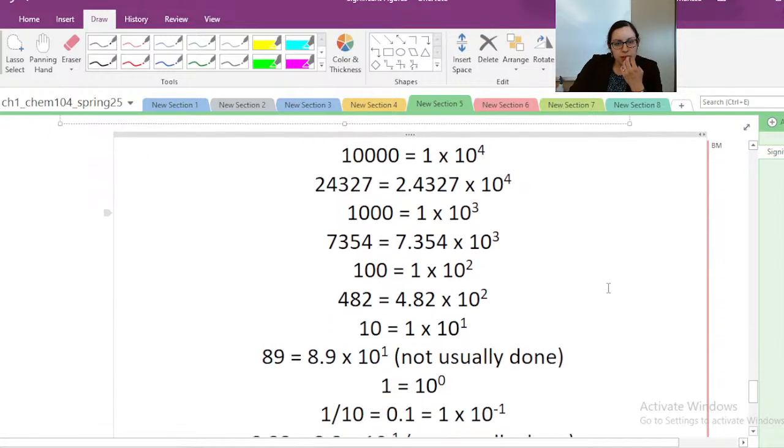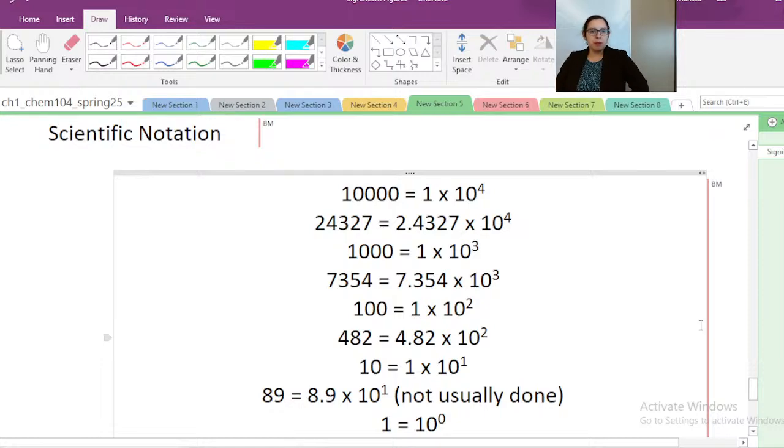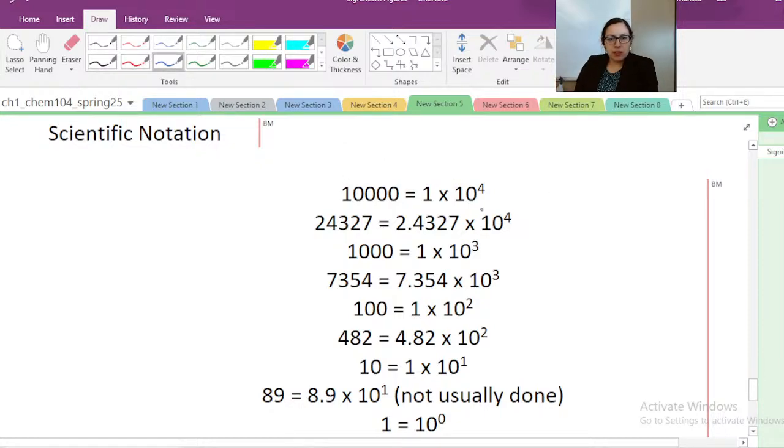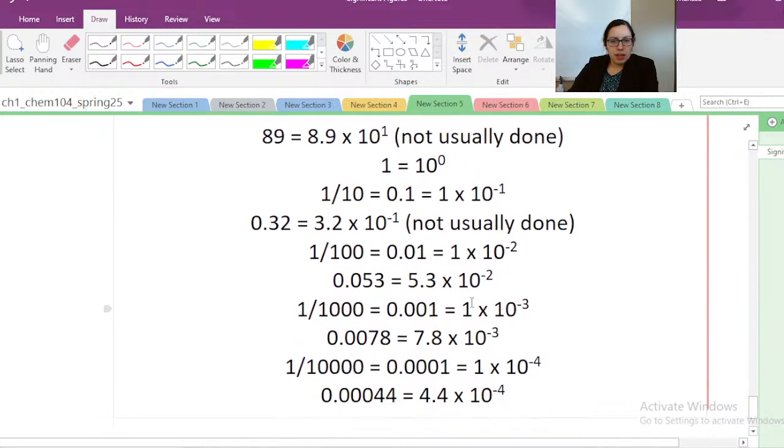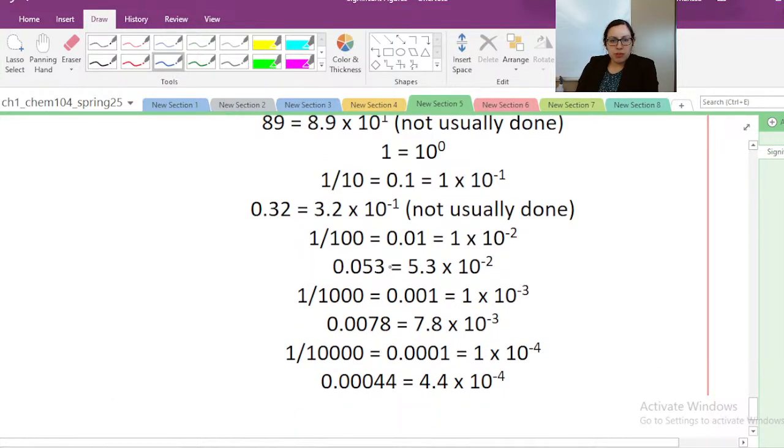And so just looking at this, I didn't want to belabor scientific notation too much, but here are just some examples. Obviously, positive exponents mean big numbers, and negative exponents mean small numbers. And if you want more help with this, I'm happy to meet individually, unless you have a burning question right now about it.